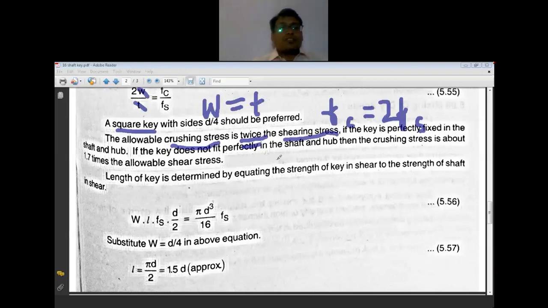So the length of a key is determined by equating the strength. Now this is what we have talked about, the width, and the width is D by 4. Now what should be its length? That we will talk about. The length of a key is determined by equating the strength of the key in shear to the strength of the shaft in shear. So two things are required, the key and the shaft in shear.